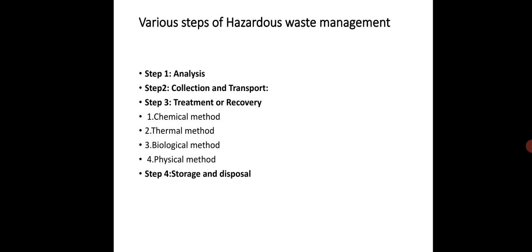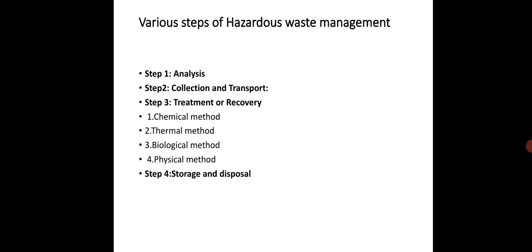Hazardous wastes can be treated or recovered by four methods. One is the chemical method, second is thermal, third is biological, and finally the physical method. The chemical method includes ion exchange, precipitation, oxidation and reduction, and neutralization. The thermal method means high temperature incineration and special thermal equipment like multiple hearth furnace, rotary kiln, and liquid injection incinerators. The third is the biological method, that is land farming, treating hazardous waste biologically. Here the waste is mixed with surface soil on a suitable land.